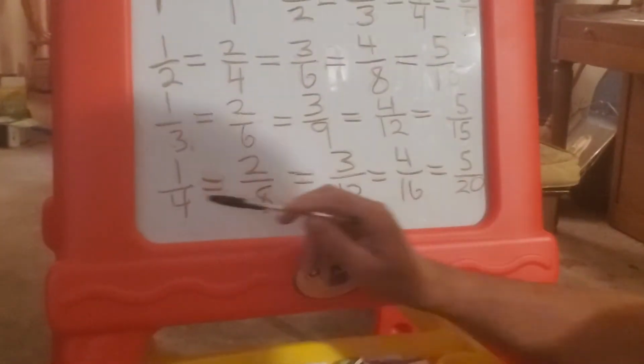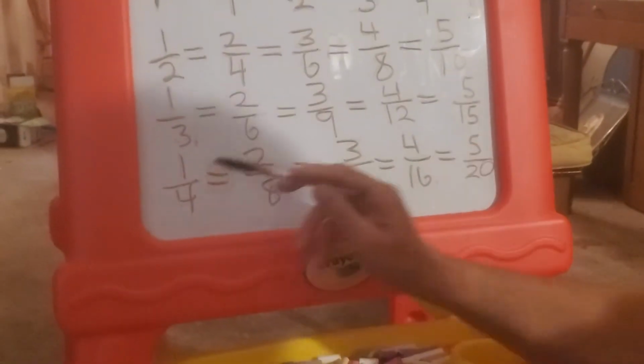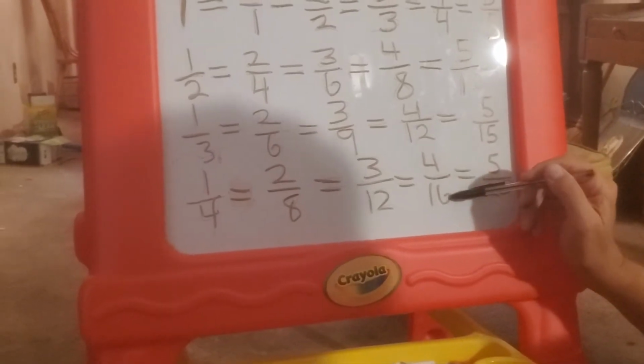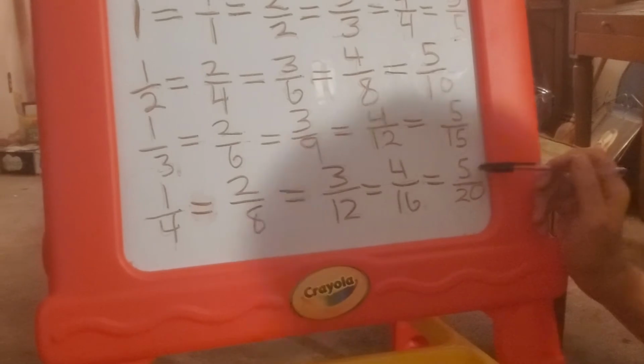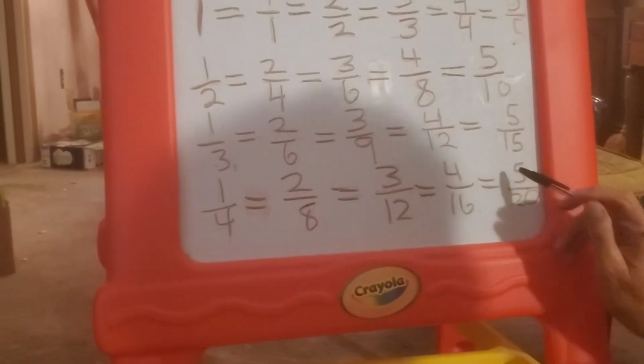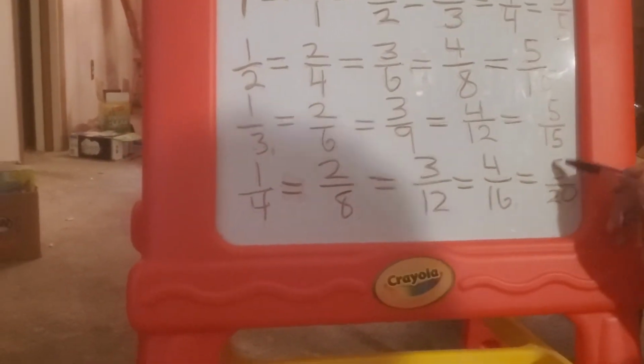4/16: 4 times 4 is 16, and 4 times 1 is 4, so 4 over 16 is the same as 1/4. And then finally 5/20: 5 times 4 is 20, and 5 times 1 is 5.